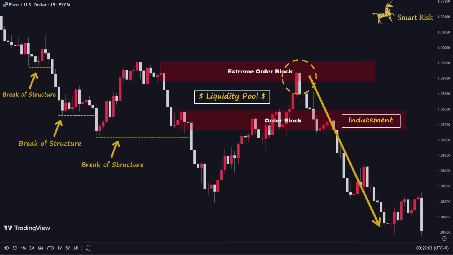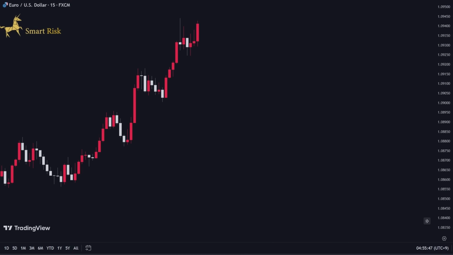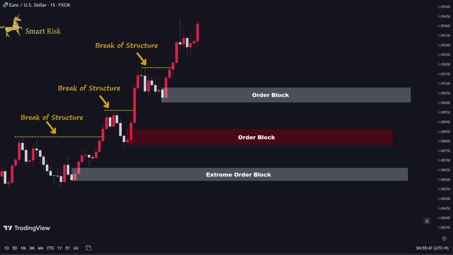Now, let's take a look at another example. Here, again, we have the euro-dollar 15-minute time frame chart. As you can see here, price is in an uptrend and has formed a series of bullish BOSs. Within this context, we can identify these potential demand areas where the price could potentially reverse and continue its bullish trend. However, the crucial question remains: how can we determine which of these zones is safer to trade and more likely to be respected by the price?